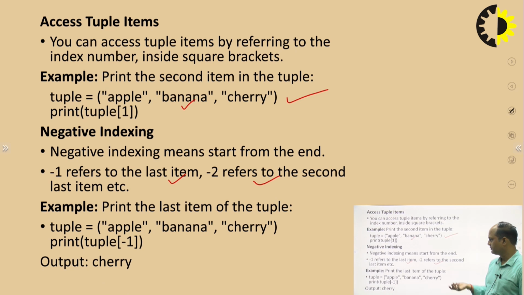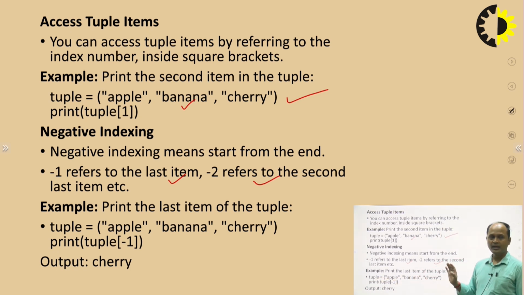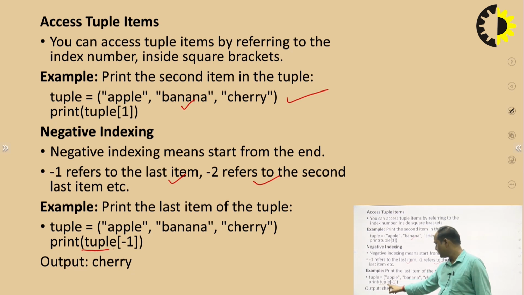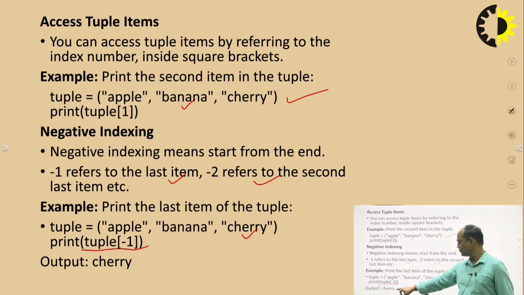Taking an example of this particular negative indexing, suppose we want to print the last item of the tuple. How do we implement it in Python programming? Actually we have defined the tuple apple, banana and cherry, and we have passed the value of tuple -1. What is the value of tuple -1? That is the last index number, so it will print the last item in the tuple. What is the last item? The last item is cherry. So the output is cherry.